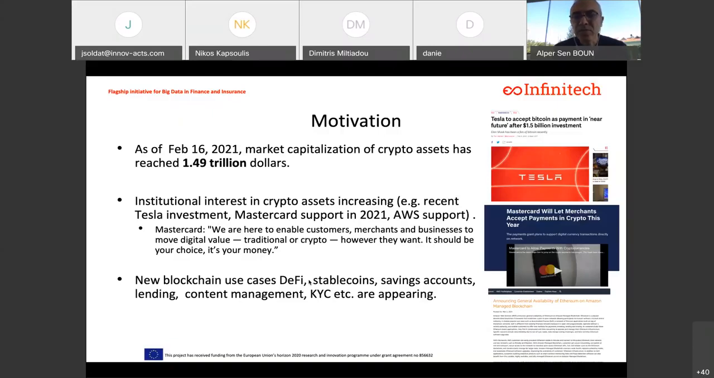So there is a lot of news about blockchain in the media, and there are several new use cases of blockchain other than crypto assets. The talks that you have seen so far in the workshop today show aspects of KYC and consent management, and there are other use cases such as savings accounts, stable coins, decentralized finance. So tons of applications of blockchains are emerging. We'll see in time which ones take a strong footing. But in any case, crypto assets are there, and it's a big market.